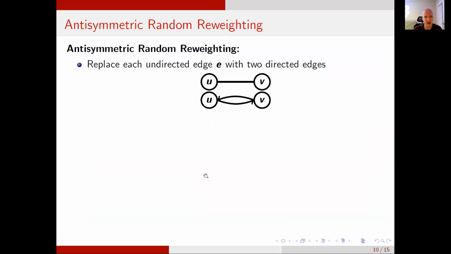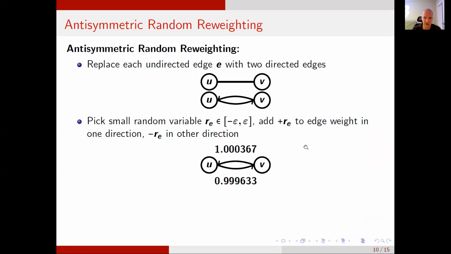So here it is. What we do is, our first move is we replace every undirected edge in the graph, UV, with two directed edges, U to V and V to U. Our second move is basically the same reweighting move that I described a moment ago, but with anti-symmetry enforced. So we pick some tiny random variable, calling it RE, that's special for this double edge right here. And we add RE in one direction and we subtract RE in the other direction. For example, here we added 0.000367 in one direction and subtracted 0.000367 in the other direction.